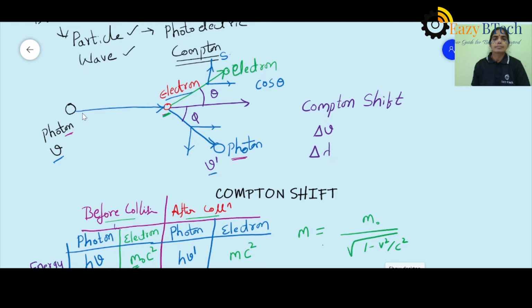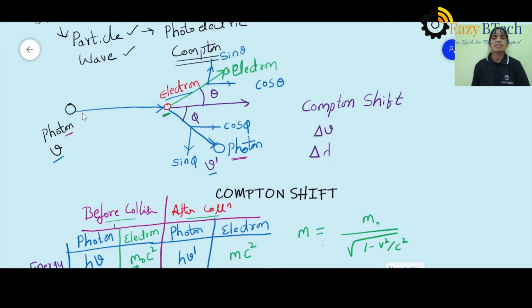Similarly, the vertical component is given by sin theta. And for the photon, since my scattering angle is phi, it is cos phi, and the vertical component is sin phi, with phi as the scattering angle. Now the momentum has been resolved. So before the collision, the momentum of the electron is 0. But when I come to the photon, it is h mu by c.